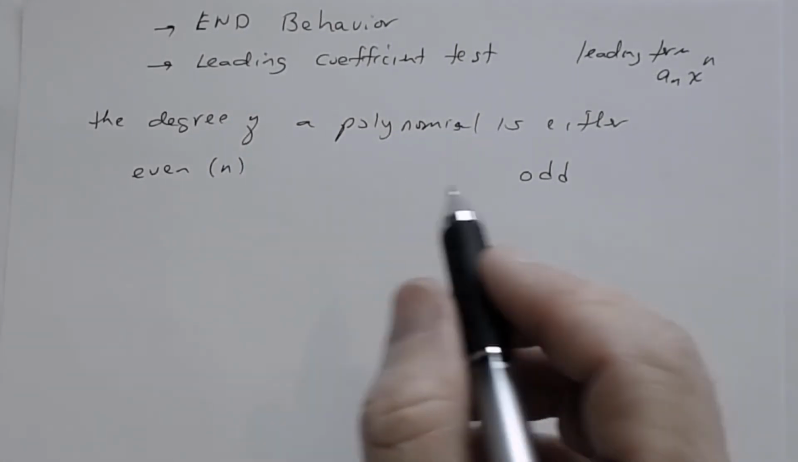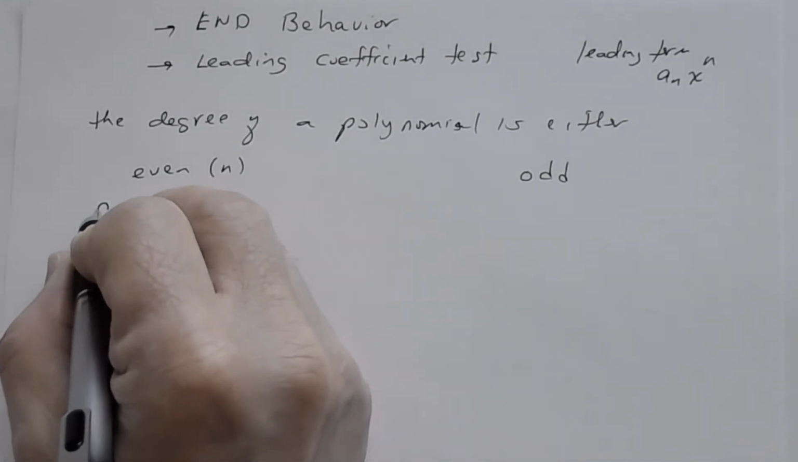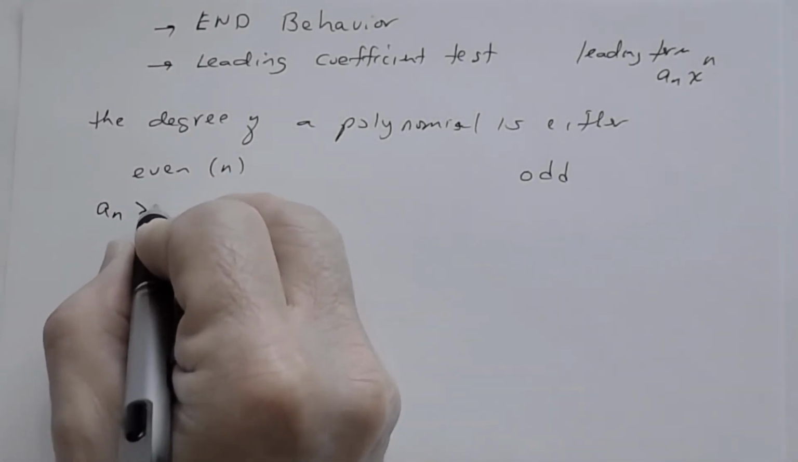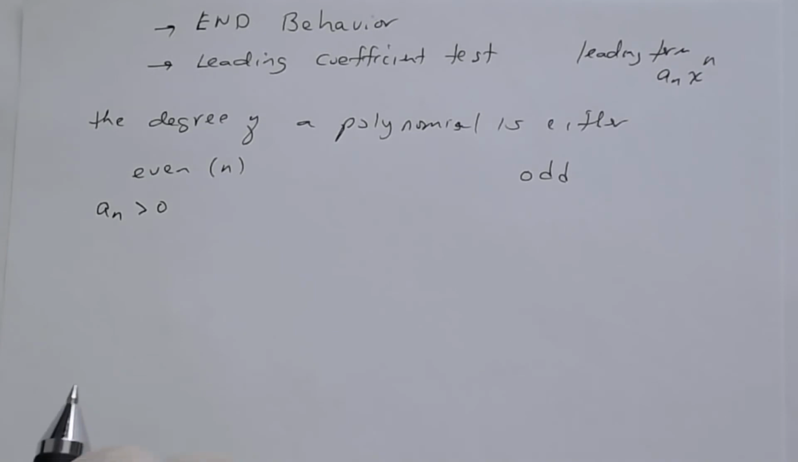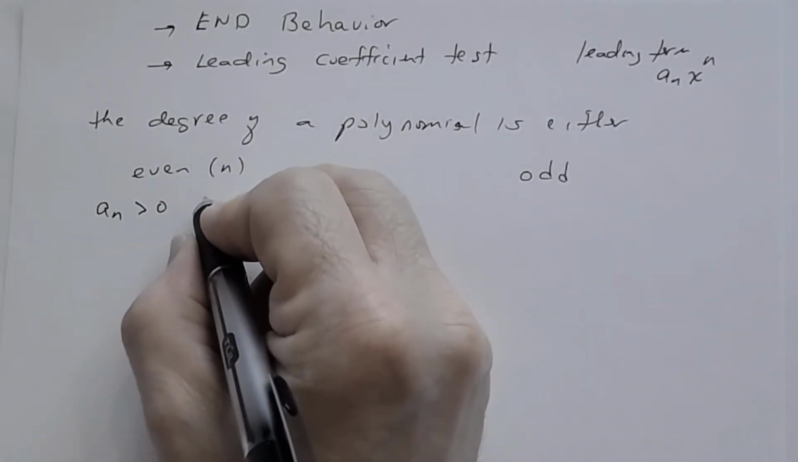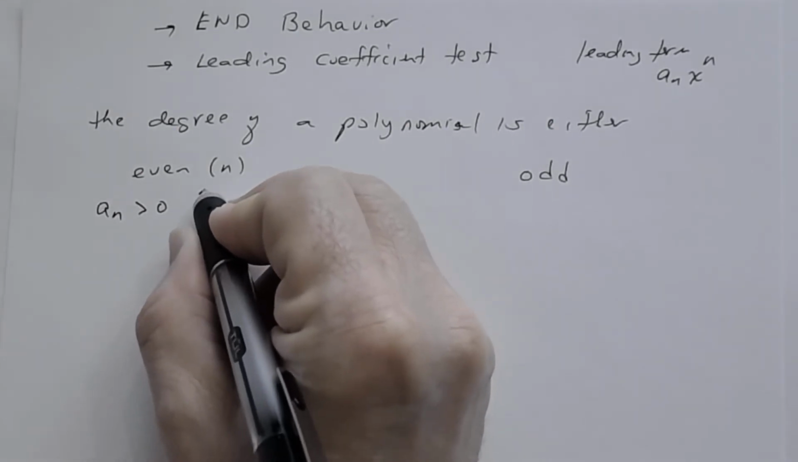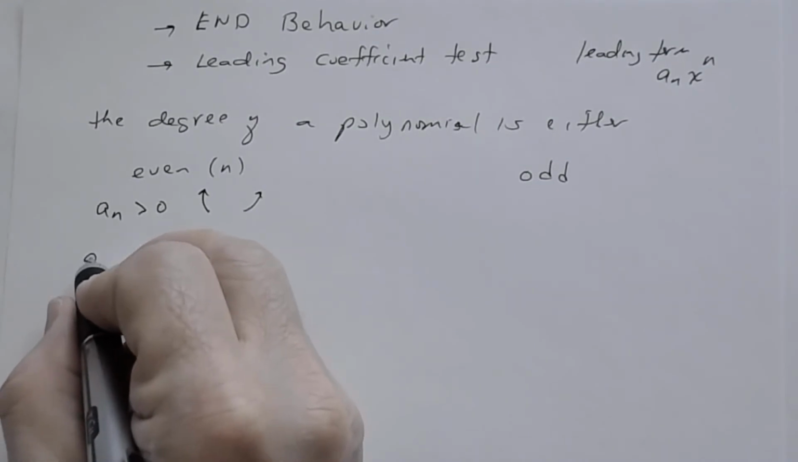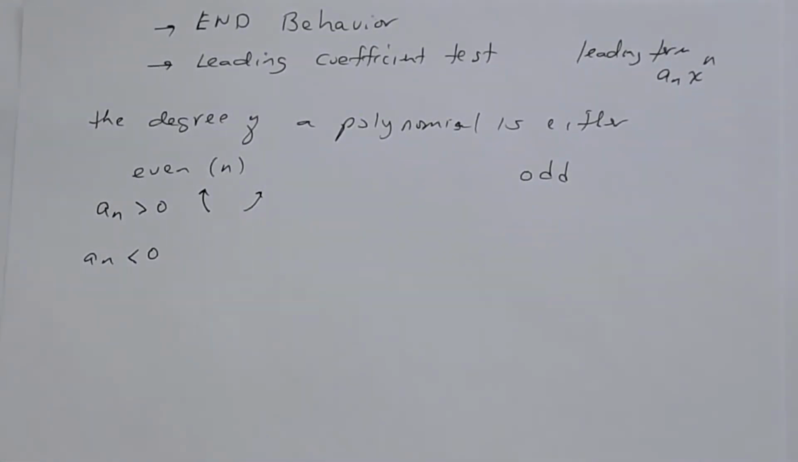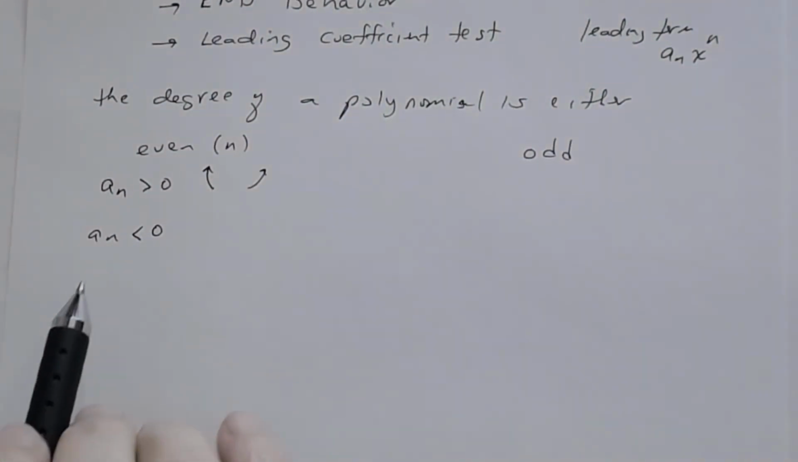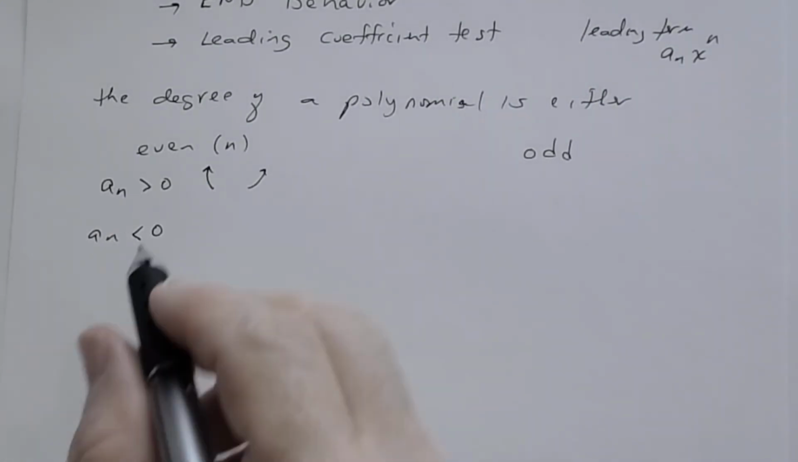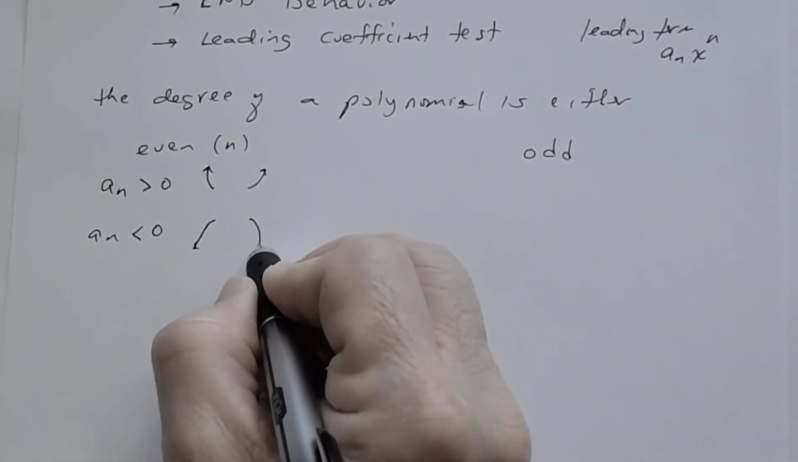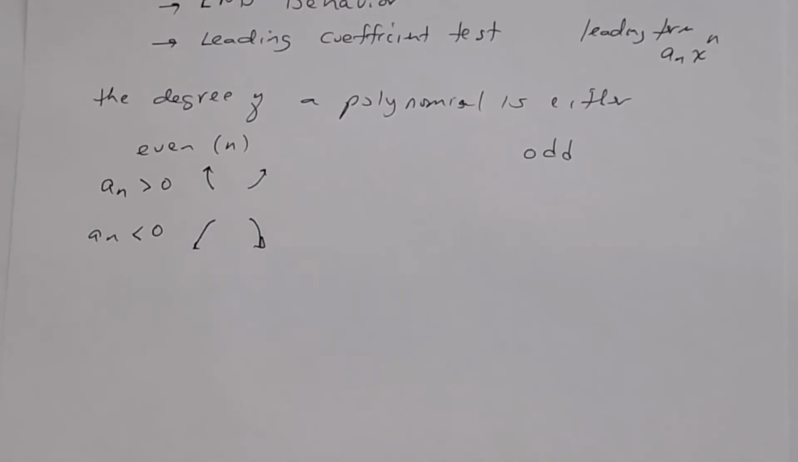So if the degree is even and a sub n is positive, meaning the leading term is positive, your arrows point up. So do something like this, okay? If a sub n is negative, so if the leading coefficient is negative, your arrows point down. All right, so even degree is easy.